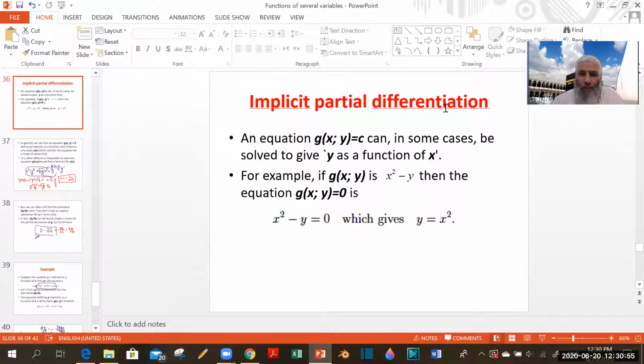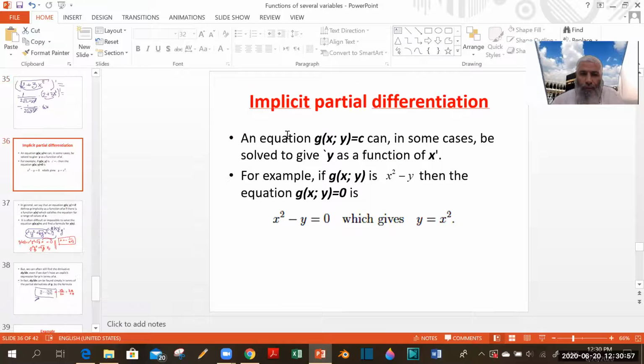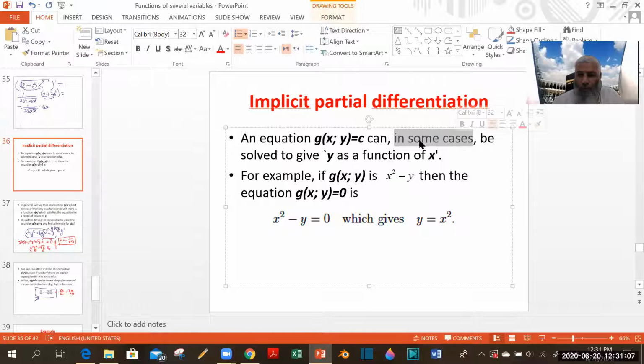Implicit partial differentiation. An equation g of x and y equals c can, in some cases, not all cases, be solved to give y as a function of x. For example, if g of x and y is x squared minus y, then the equation g of x and y equals 0 is x squared minus y equals 0, which gives us y equals x squared.